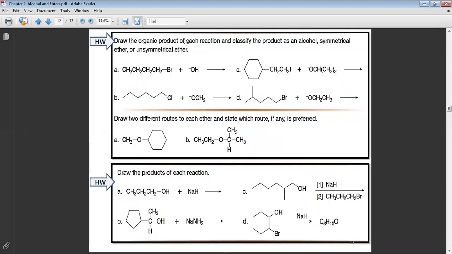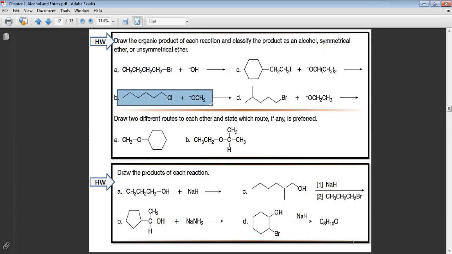Draw the organic product of each reaction. That means we have this reaction. What is the product, and classify the product as alcohol or ether, and symmetrical or unsymmetrical ether. Now you have this compound reacting with this. The product will be alcohol or ether? Alcohol. This is A. B: you have this. What is the product, alcohol or ether? Alcohol.